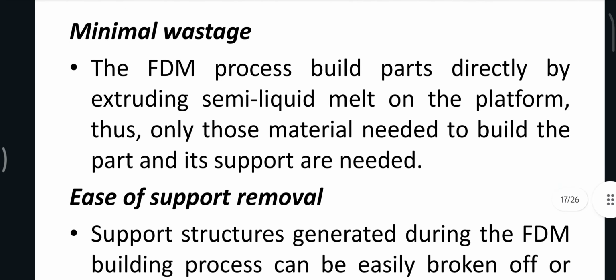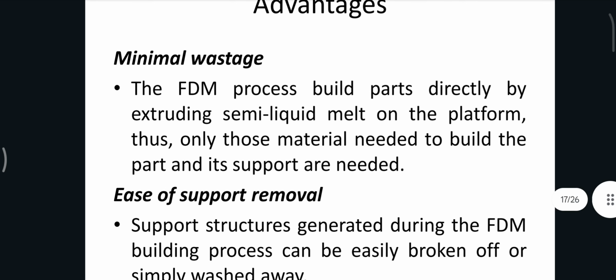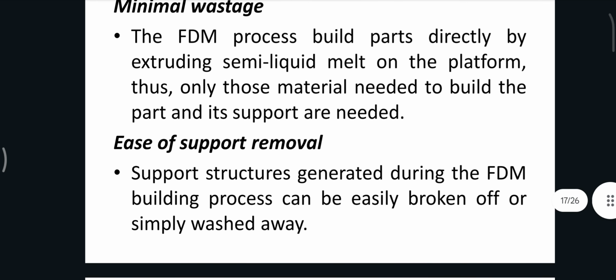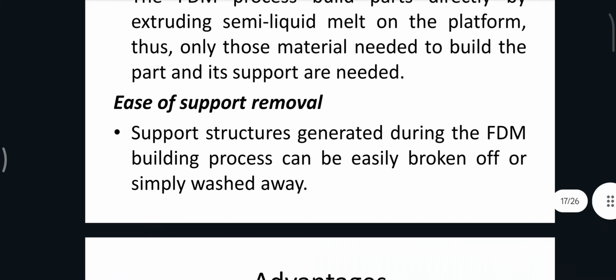Minimal wastage. The FDM process builds parts directly by extruding semi-liquid melt on the platform. Thus, only those materials needed to build the part and its support are needed. Ease of support removal. Support structures generated during the FDM building process can be easily broken off or simply washed away.